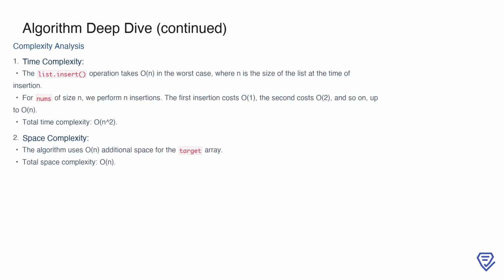In terms of space complexity, the algorithm uses O(n) additional space to store the target array, which grows as we insert elements. Other than this, no extra memory is allocated, so the overall space complexity remains O(n).